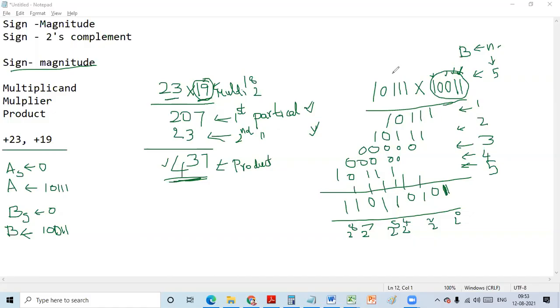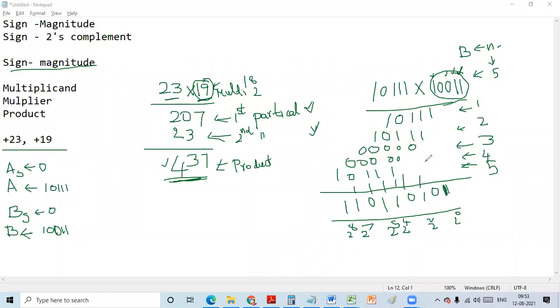I will add this to a register which is initially 0, so it results in 10111 in that register. I am going by accumulating the partial products rather than adding all the partial products at a time, because to implement this in a computer I may require different bit adders, based on the bit length of your number. Is that clear?